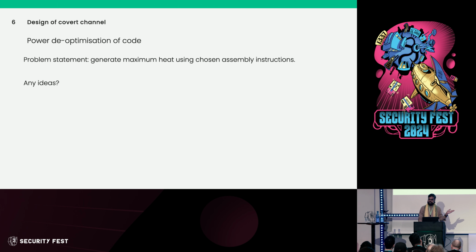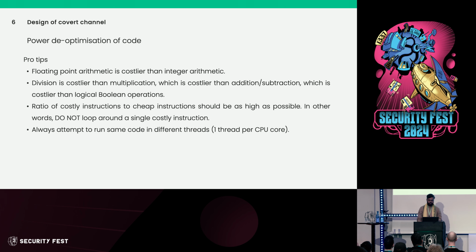Anyone? Any ideas? Take a wild guess. You have learned about optimization, so you know what to do. You have to just go against those wisdoms, and you end up with this. Now, again, there are a bunch of pro tips. You can do a lot of floating point arithmetic. It is costlier than integer arithmetic. Division is costlier than multiplication many times.